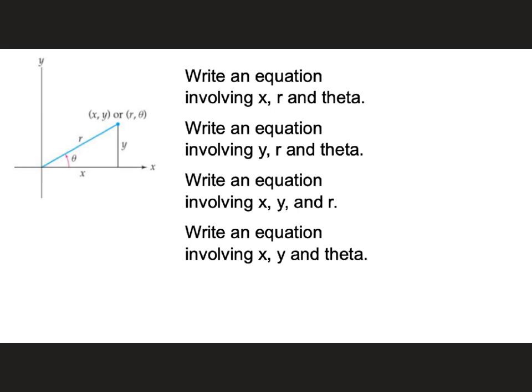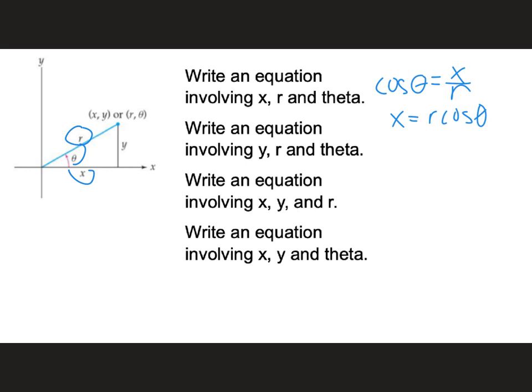Ooh, write an equation involving x, r, and theta. So I never remember the specific equations. I have to think about it. So you can build some equations. Write an equation involving x, r, and theta. Well, that's just the cosine, right? The cosine of theta is x over r. And people will think of that as x equals r cosine theta. That's a substitution we will need.